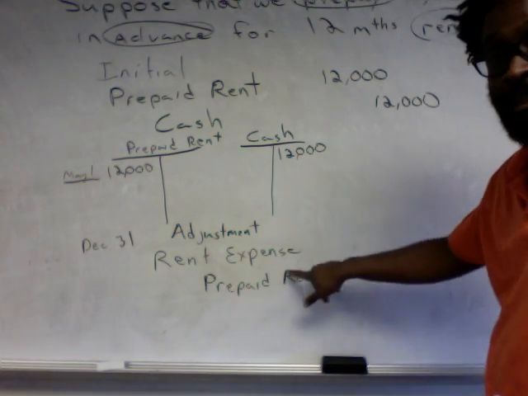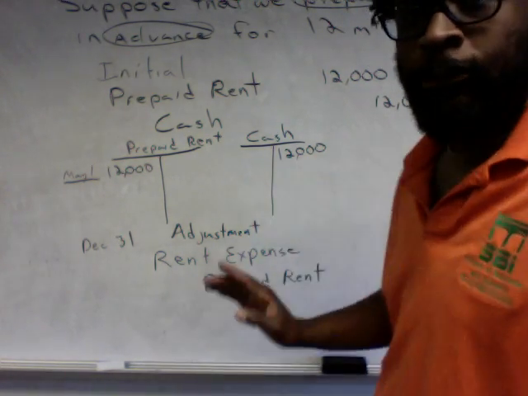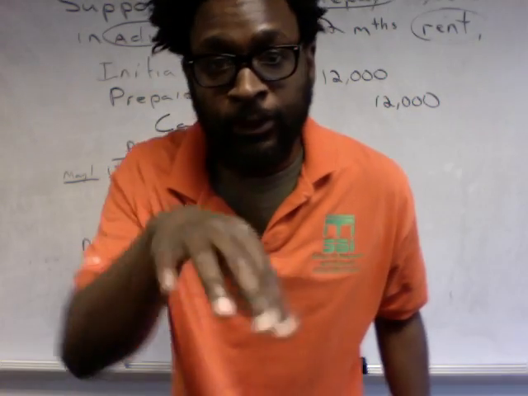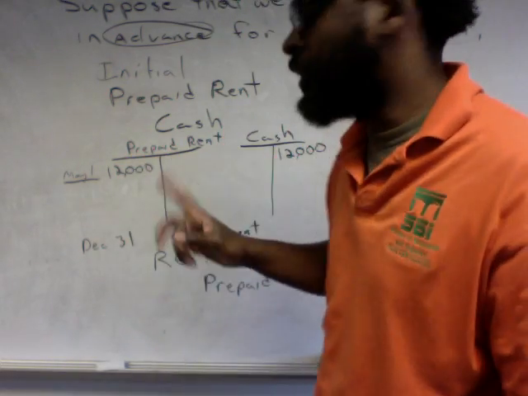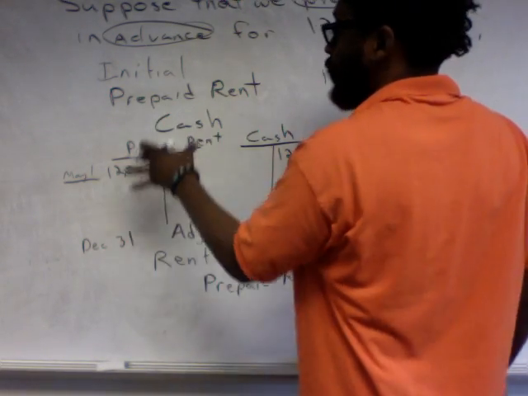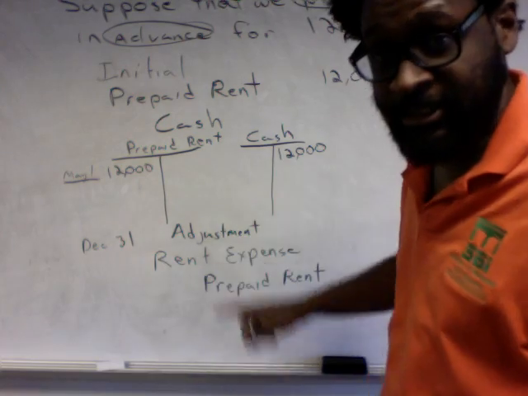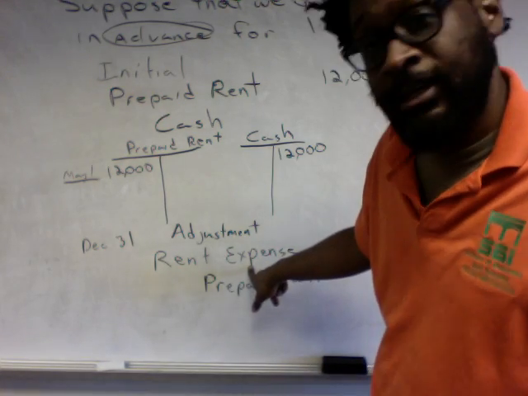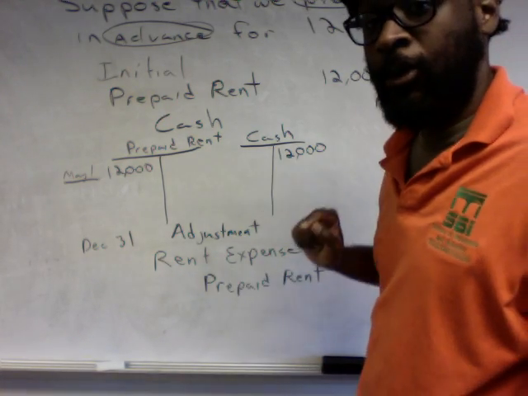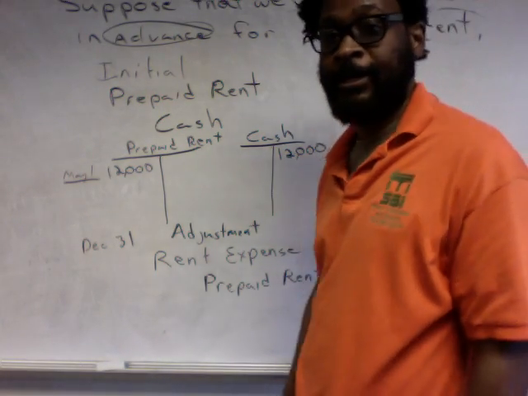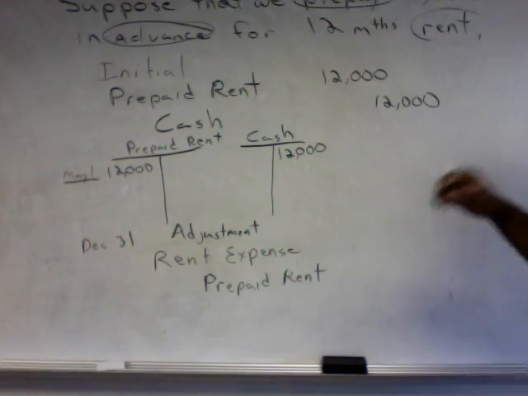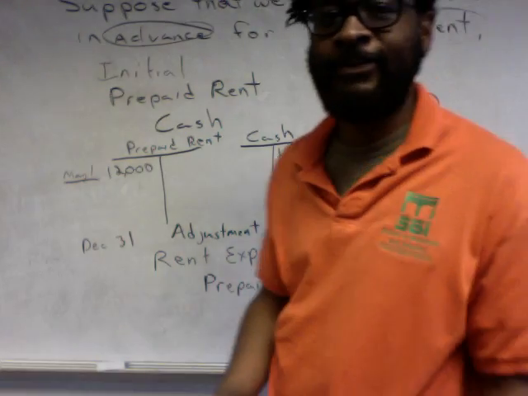Now, this is the correct journal entry. This journal entry will not change from your experience in this particular class as of right now. So you should understand at this level that if you have a prepaid that needs to be adjusted, you always debit an expense and you always credit the actual prepaid account. Okay? Now, the only other thing we have to do is get the amount.